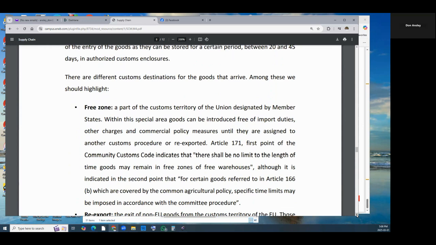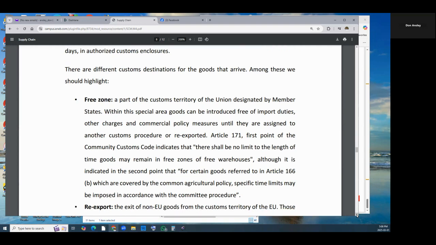Among these, we should highlight the free zone, a part of the customs territory of the Union designated for member states. Within this special area, goods can be introduced free of import duties, other charges, and commercial policy measures until they are assigned to another customs procedure or re-exported. Article 171, first point of the Community Customs Code, indicates that there shall be no limits to the length of time goods may remain in the free zone or free warehouses, although it is indicated in the second point that for certain goods referred to in Article 166b, which are covered by the Common Agricultural Policy, specific times may be imposed, and others for things not to rot, in accordance with the committee procedure.